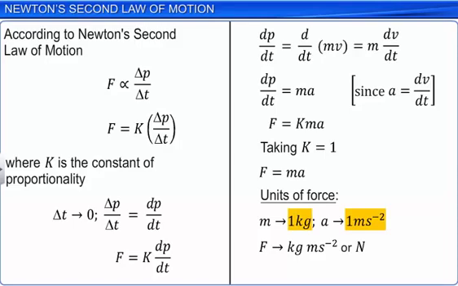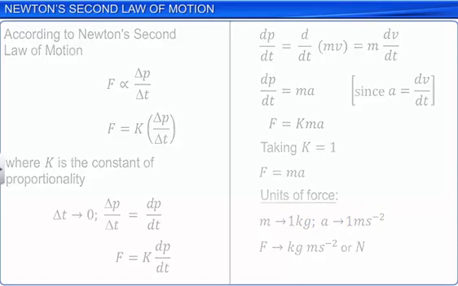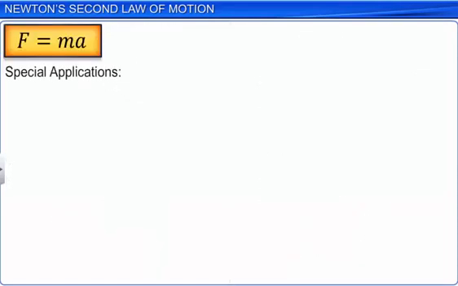There are certain special applications of Newton's second law of motion. When no force is applied on a body, there is no acceleration in its motion, since the mass of the body cannot be equal to zero. This is one way to write Newton's second law of motion.